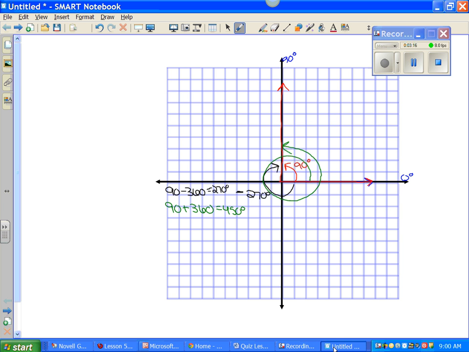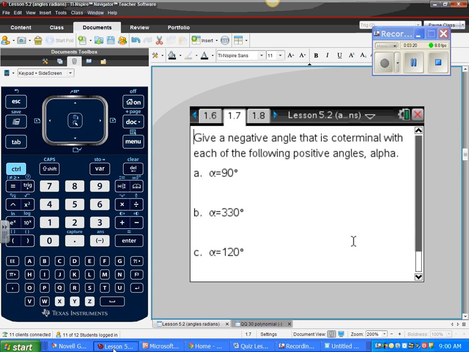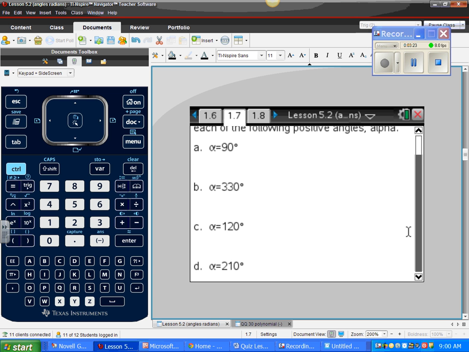Okay, so what we're going to do is I want you guys to practice these. You're going to draw the rotation diagram for B, C, and D, and you're going to find a negative coterminal angle algebraically, okay? So go ahead and try those. I'm going to pause, and we'll come back and go over them in a minute.